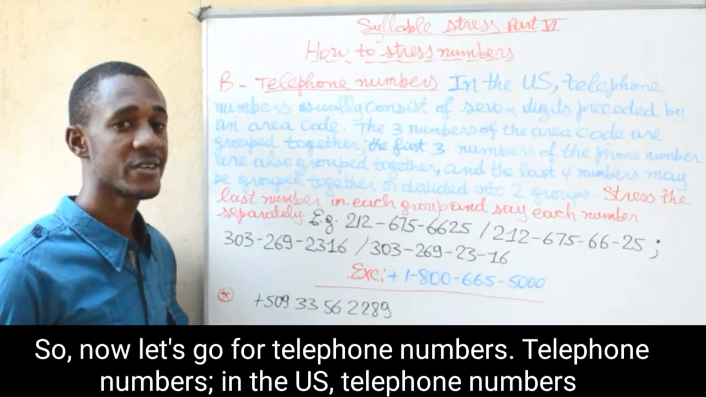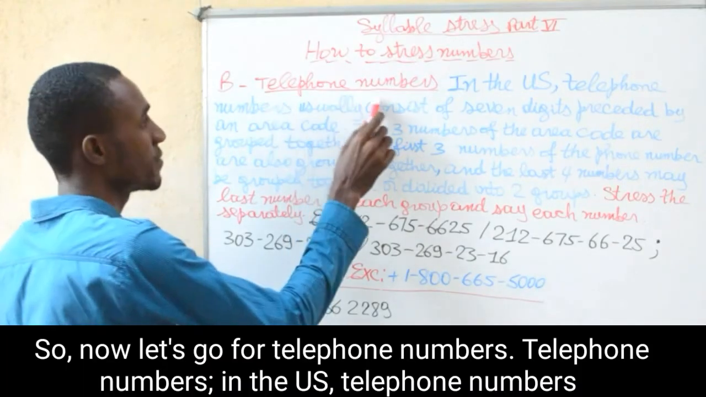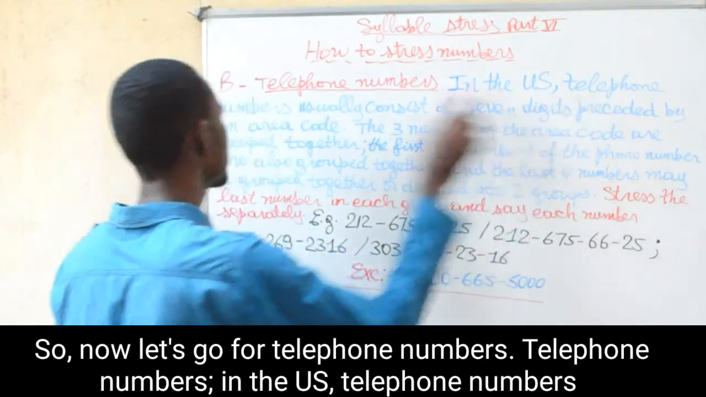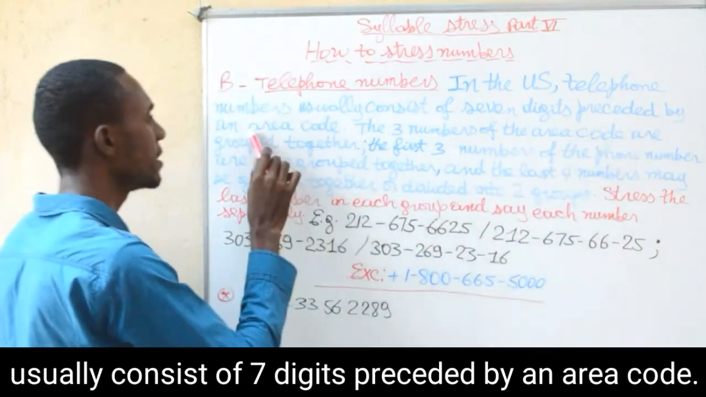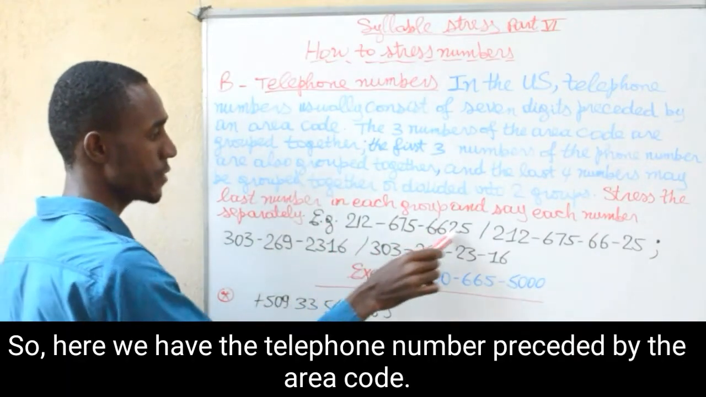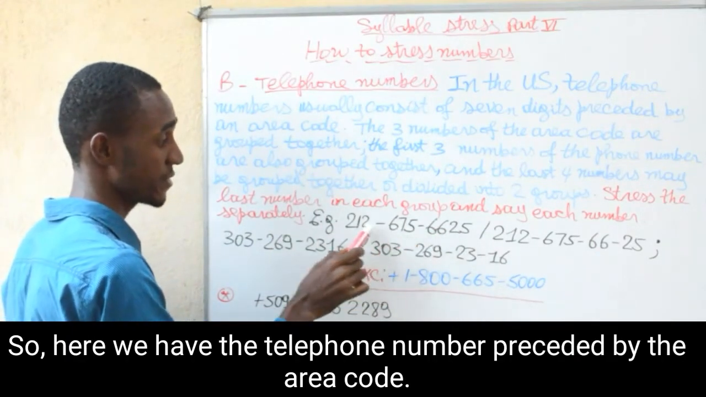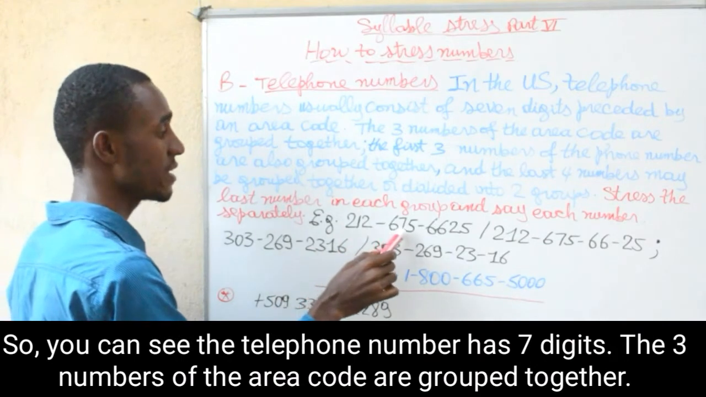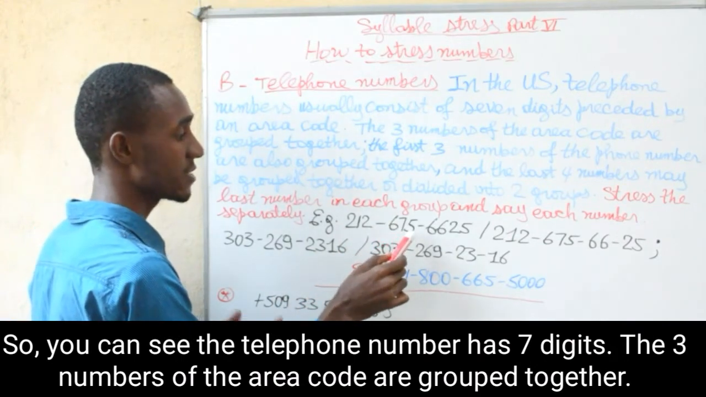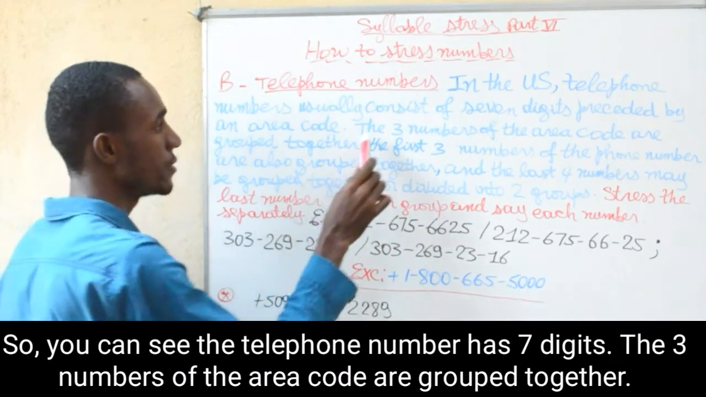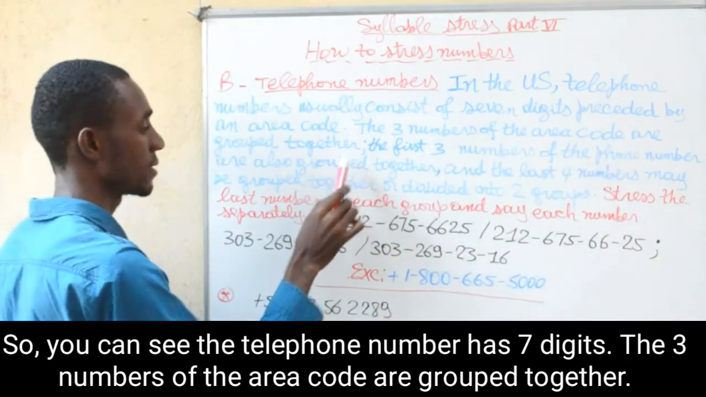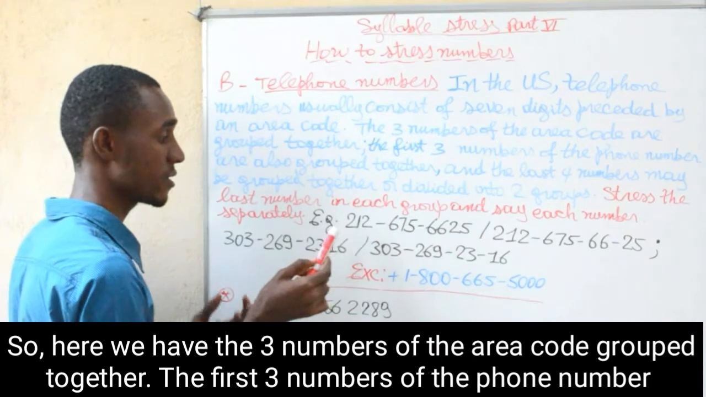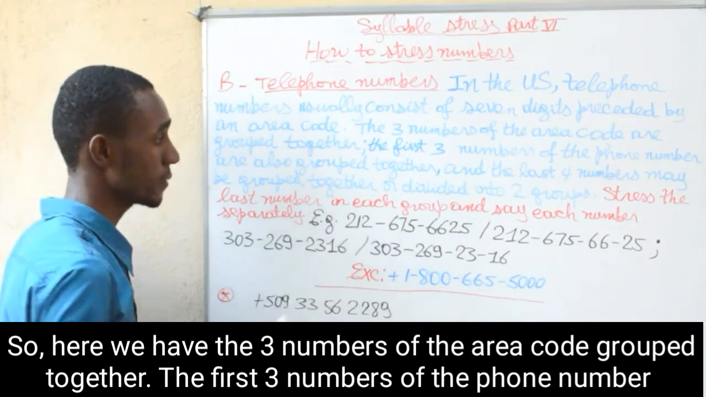So now let's go for telephone numbers. In the US, telephone numbers usually consist of 7 digits preceded by an area code. So here we have the telephone number preceded by the area code. So you can see the telephone number has 7 digits. The 3 numbers of the area code all go together.